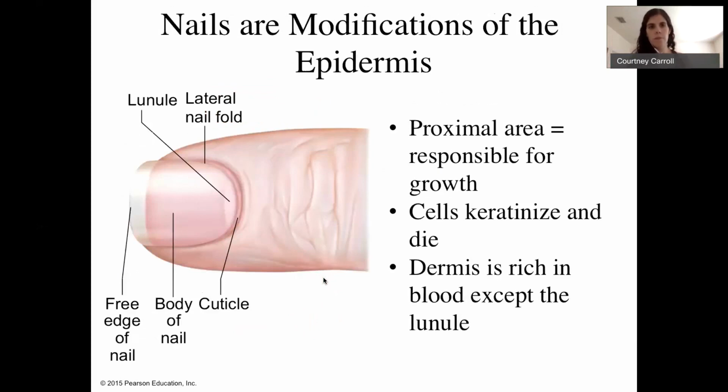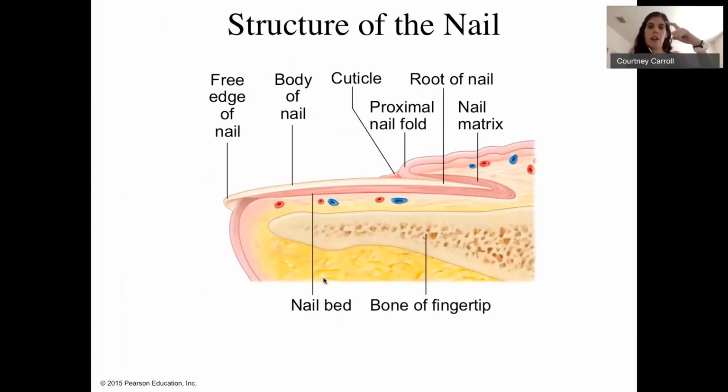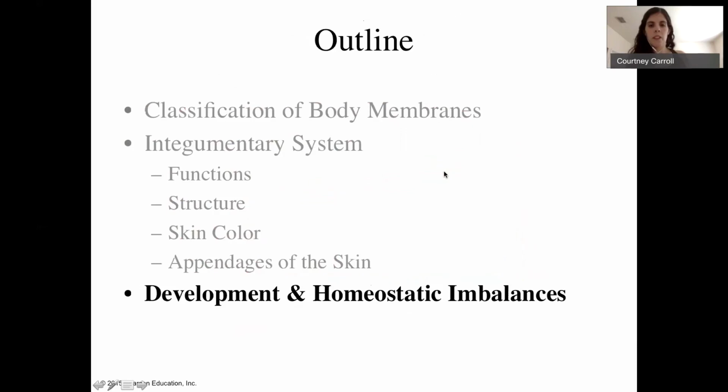cuticle. If you look at our nail, you can see the free edge of the nail is the part that hangs off the surface. The body of the nail, the cuticle, is attached, covering the root of our nail and our nail matrix. So in this video, we talked about skin color and the appendages of the skin. And in our last video for this chapter, we'll discuss development and homeostatic imbalances.